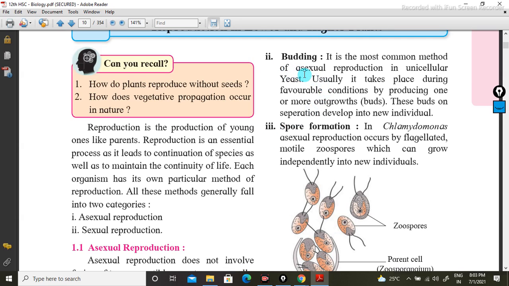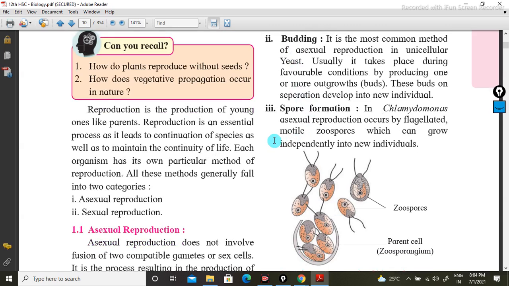Now budding happens during favorable conditions, meaning food availability is proper, temperature is proper, everything is good. At that time the mode of asexual reproduction in yeast is budding. And when there are unfavorable conditions, at that time lower plants reproduce asexually by spore formation. The spores are of only one type. These are motile spores, they can move, with the help of wind or water, depending on what kind of plant it is, whether it is aquatic and so on. So basically the main difference is that budding is shown during favorable conditions whereas spore formation is shown during unfavorable conditions.